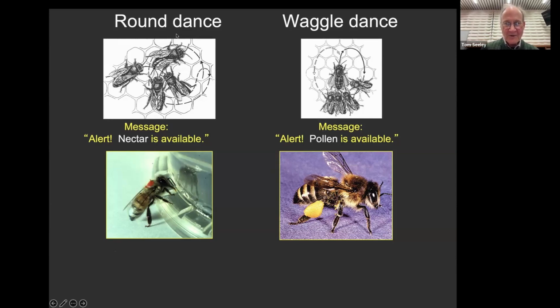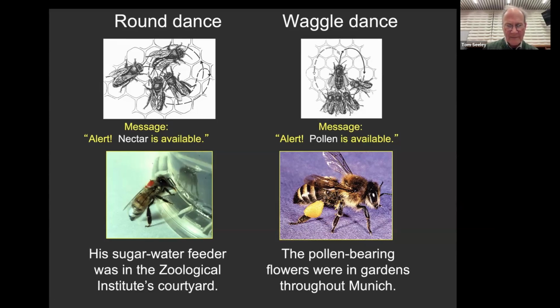So he initially thought round dance meant nectar is available. Waggle dance was just a signal that pollen's available, and whichever, bees should go out of the hive and search for the nectar and the pollen that's available.